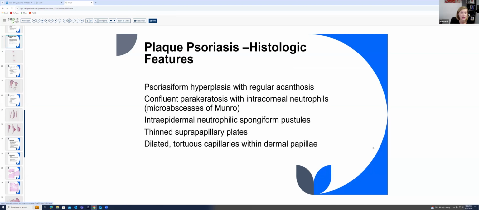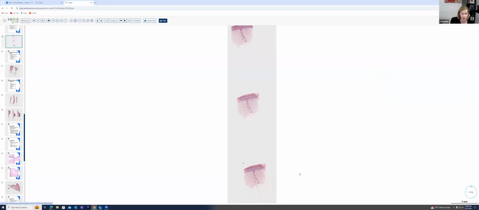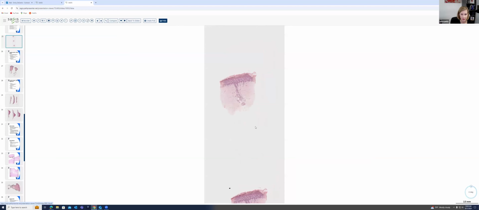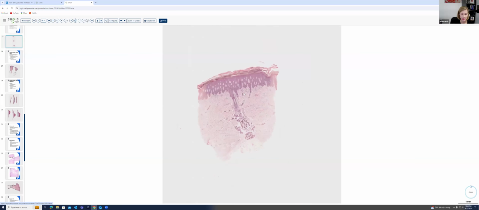The most commonly evaluated type of psoriasis that we see is plaque psoriasis, which shows psoriasiform hyperplasia, a diminished granular layer, confluent parakeratosis with intracorneal neutrophils, and also intraepidermal neutrophils forming spongiform pustules within the epidermis. There's typically thinning of the suprapapillary plates. So this is an example of psoriasis.